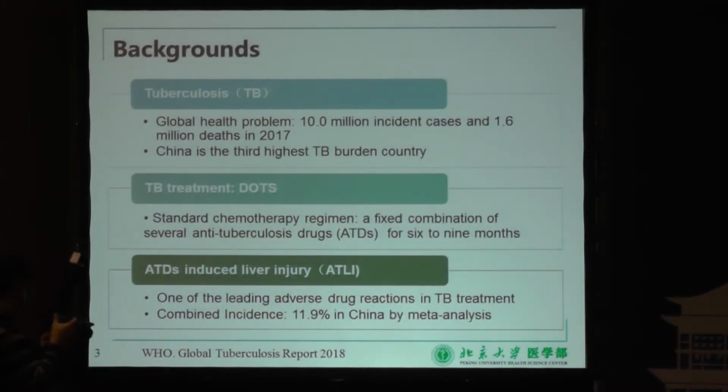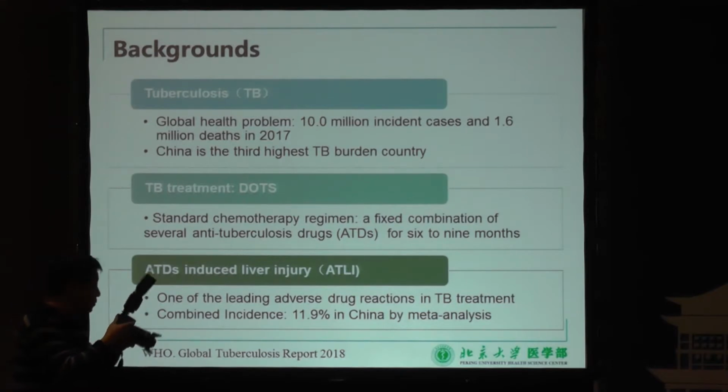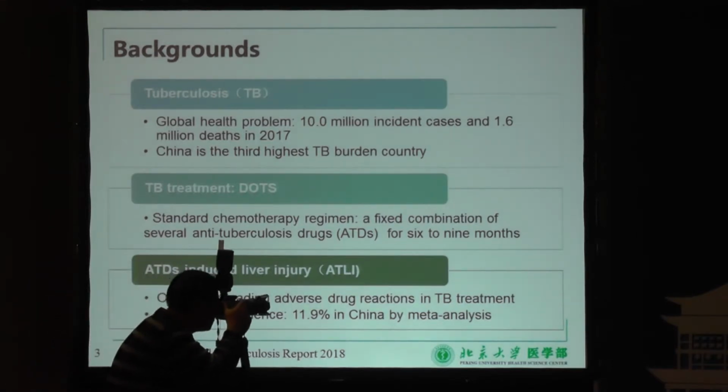Let's recall some background knowledge about tuberculosis. Tuberculosis is a major global health problem. According to the World Health Organization TB report, there was an estimate of 10 million incident cases and 1.6 million deaths in 2017. At the same time, China is the third highest tuberculosis burden country. In order to get a better control of tuberculosis, a standard chemotherapy regimen was introduced, which is a combination of several anti-tuberculosis drugs for 6 to 9 months.